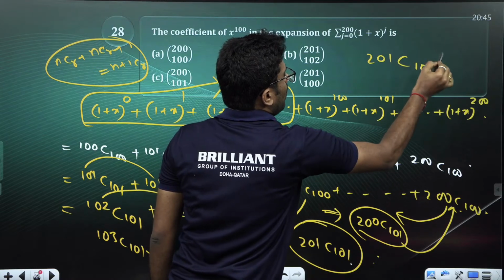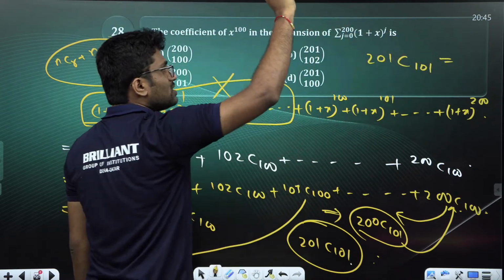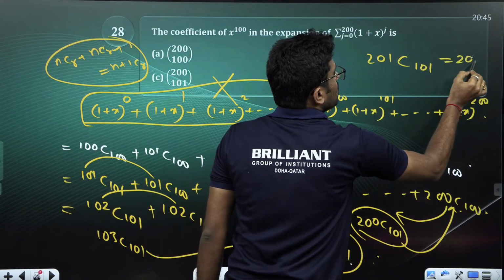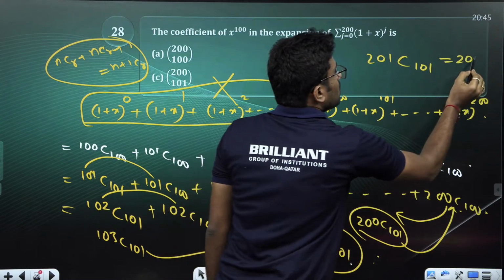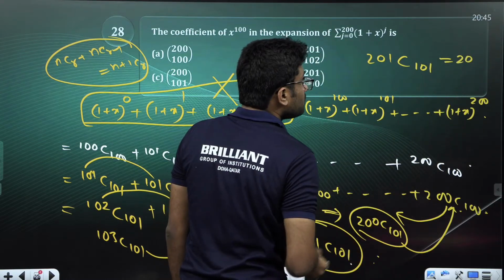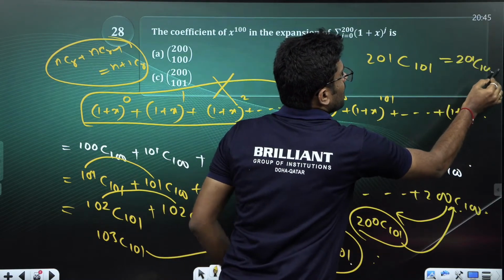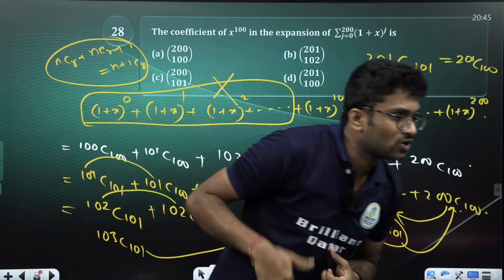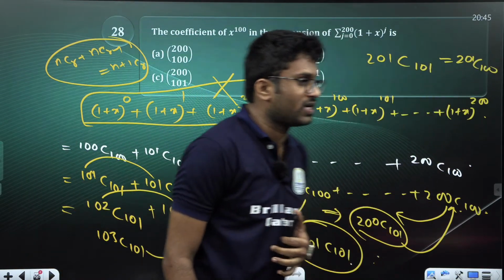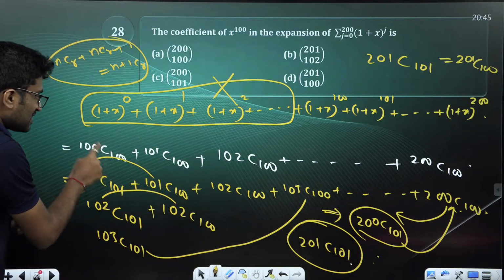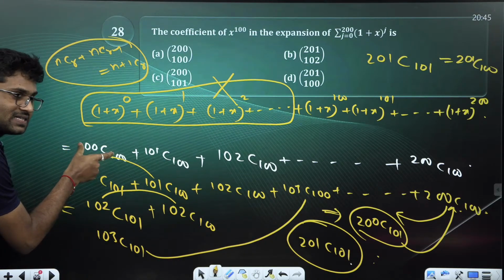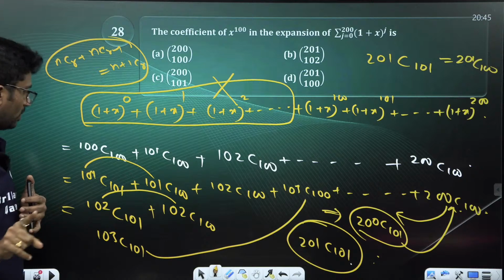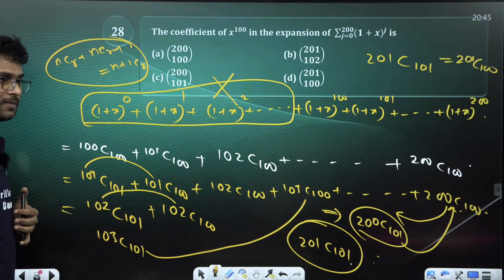201C101. But this 201C101 can also be written as 201C100, because nCr is equal to nC(n minus r). Have you understood, my dear friends? Have you understood? The first step is writing 100C100 as 101C101. This is the most important thing.